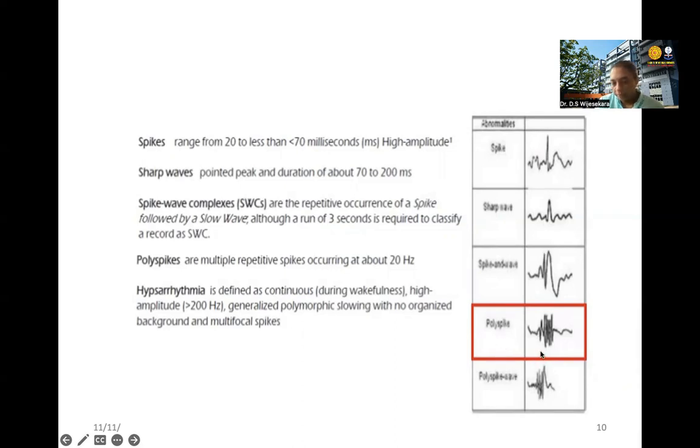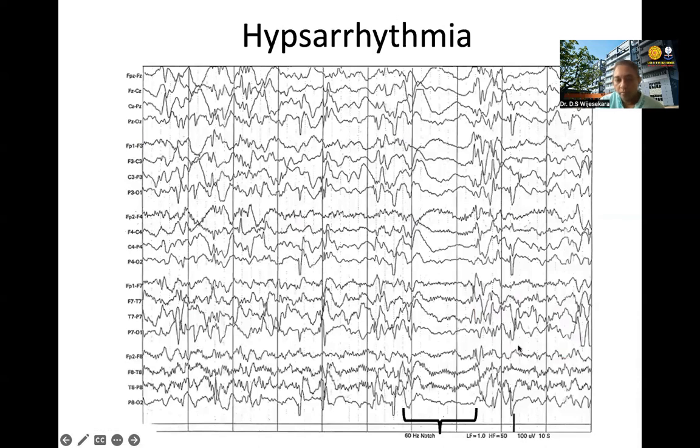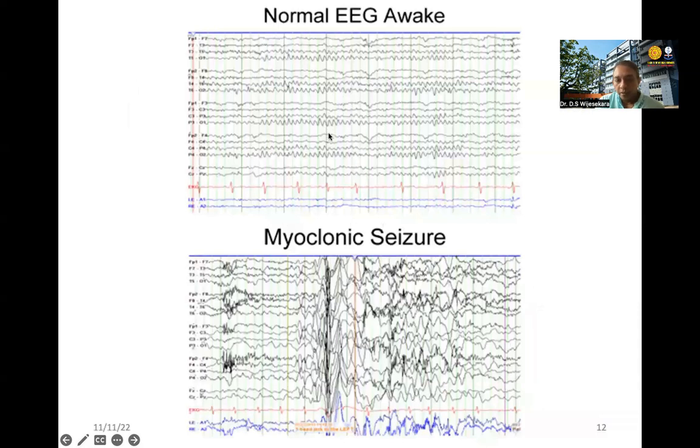Now this is a hypsarrhythmic EEG. You can see that it's a very chaotic type of EEG where there are different spikes and waves in different areas, and also some areas where there is no activity or less activity, which are called attenuations. And this is a normal EEG.